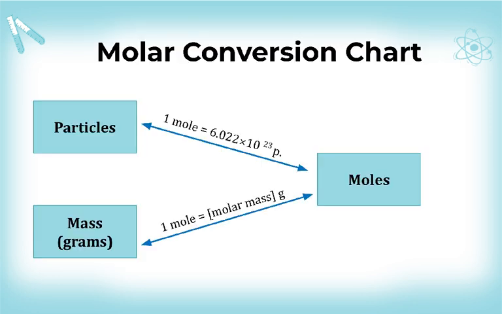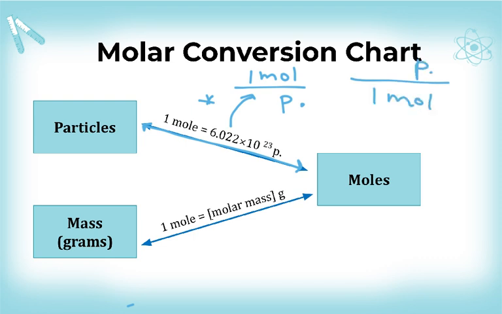And if this chart is helpful for you, we have the conversion factors for going from particles to moles. Our conversion factor is here. Either moles can go on the top and particles on the bottom with that 6.022, or we can have our particles on the top and our 1 mole on the bottom, depending on what direction we're going between those units. Same thing with our molar mass conversion down there.